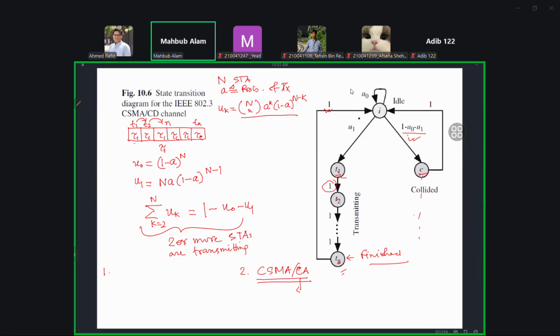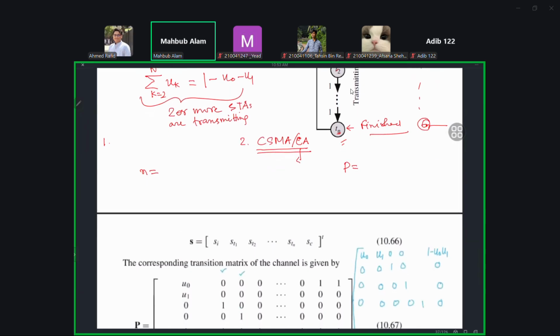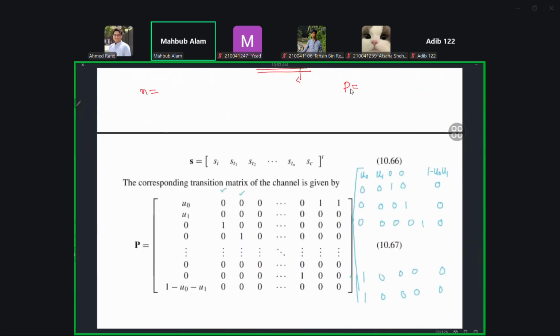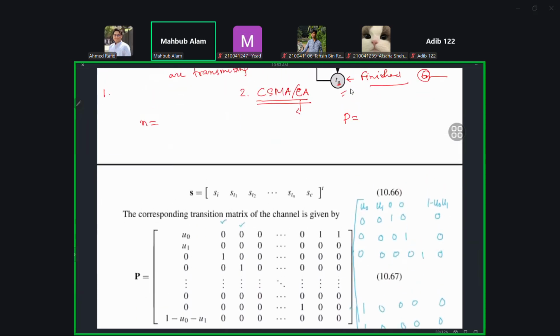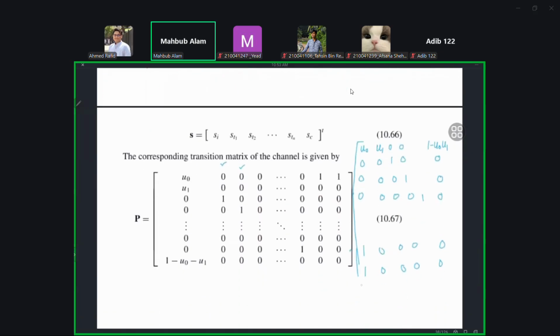And we have up to Tn. After Tn, the station goes back to the idle state. So we will see it later. For now, our next task is to write down the probability transition matrix. The number of states will depend on the value of n. For simplicity, we'll assume the value of n equal to 3 or 2, so that the number of states will be less. If we have n equal to 3, then the transition probability matrix will be this one.